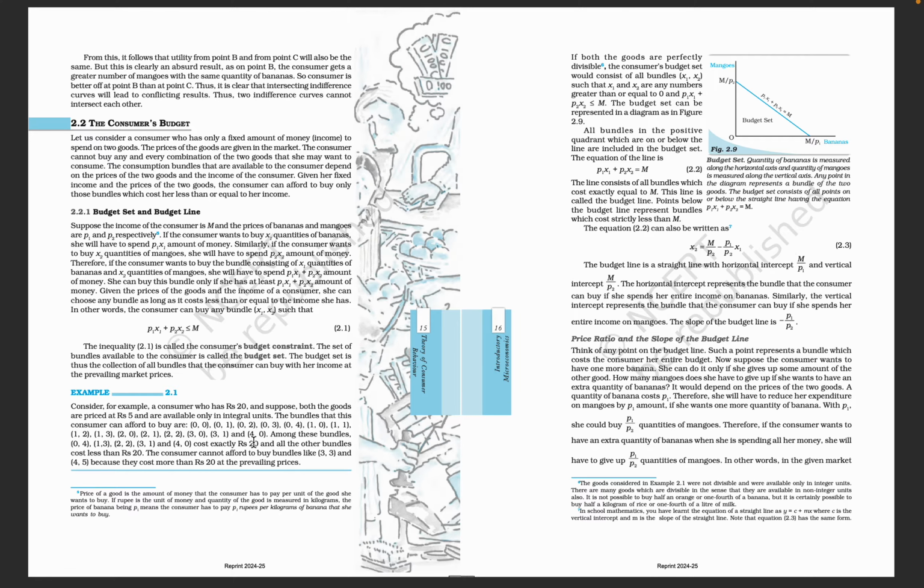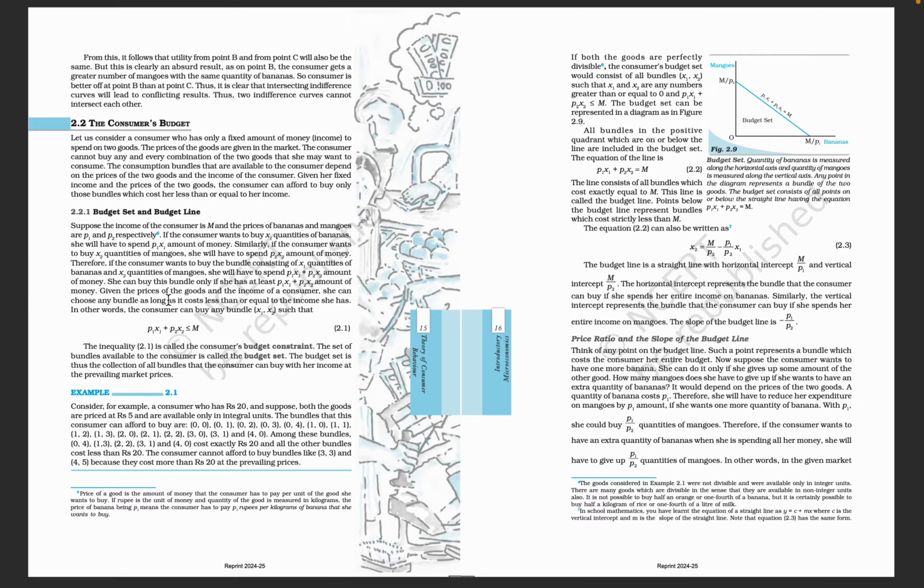Price ratio and the slope of the budget line. Think of any point on the budget line. Such a point represents a bundle which costs the consumer her entire budget. Now suppose the consumer wants to have one more banana. She can do it only if she gives up some amount of the other good. How many mangoes does she have to give up if she wants to have an extra quantity of bananas?